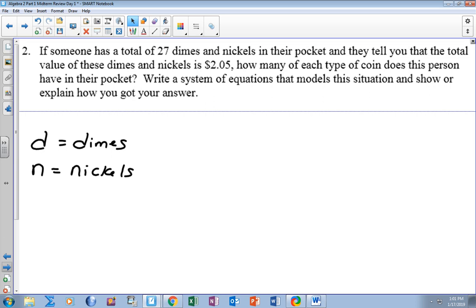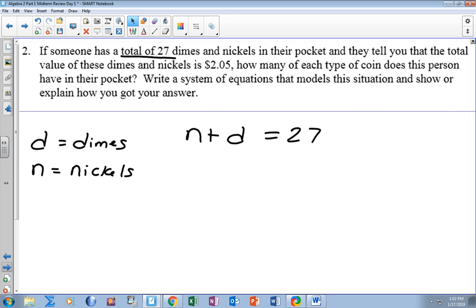It says that we have a total of 27 coins in my pocket. So I want to write that down. My first equation is going to be in terms of the number of coins I have. I know I have 27 coins. What types of coins do I have? Dimes and what? Nickels. I don't know how many of each one I have, but the number of dimes plus the number of nickels in my pocket has to equal 27. So how could I write that mathematically? If I have N and D. N plus D equals 27. Very good. N plus D equals 27. So that's the first one.